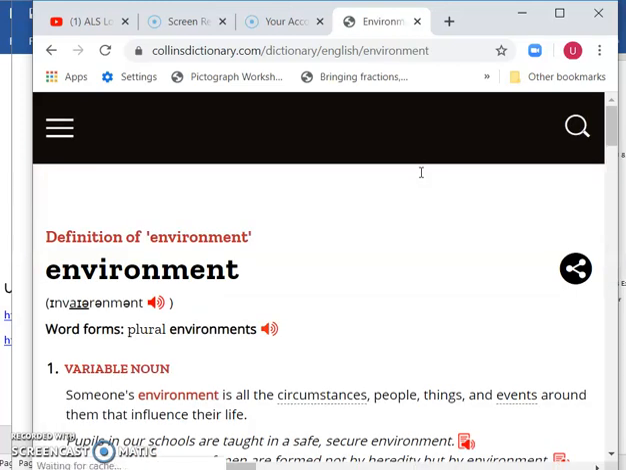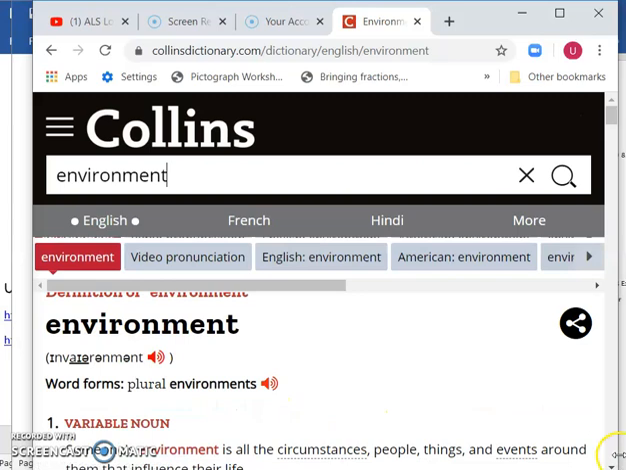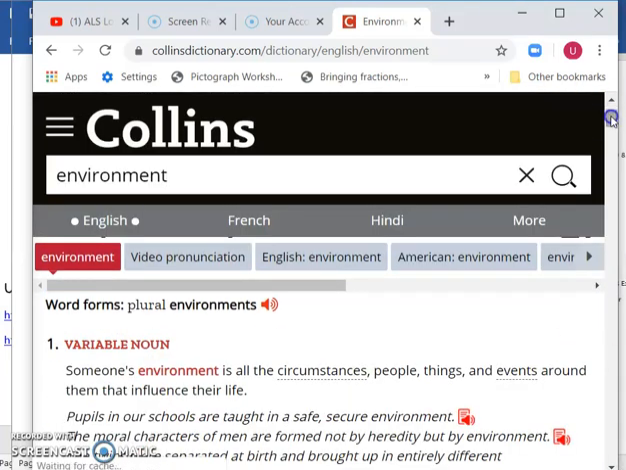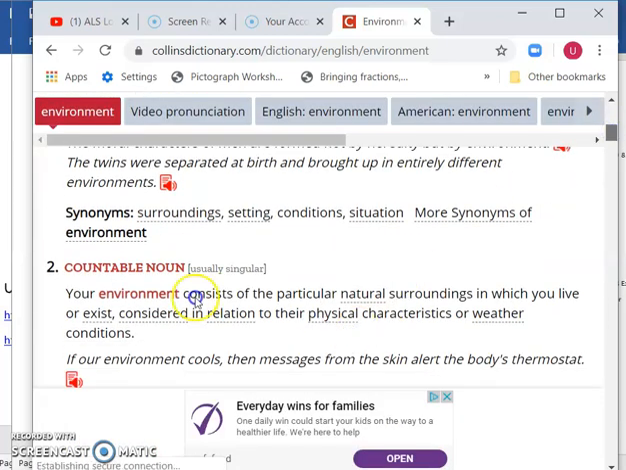Okay, give it a second. Someone's environment is all the circumstances, people, things, and events around them that influence their life. Okay, that is not really what we want. So we're going to go down to this one here.